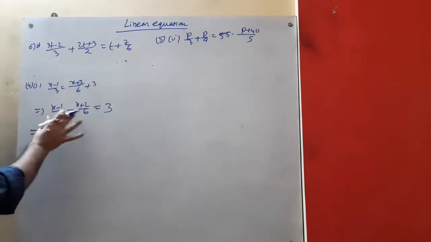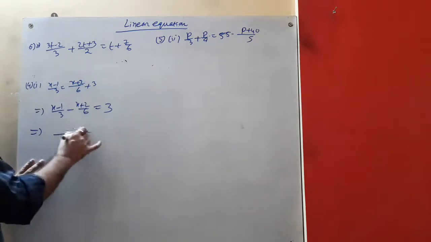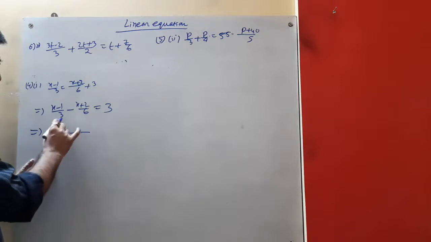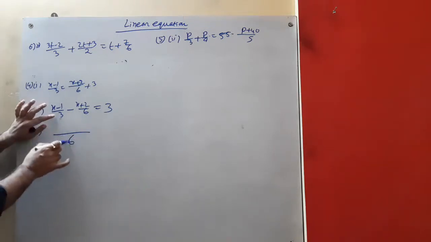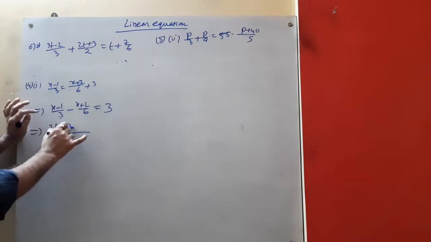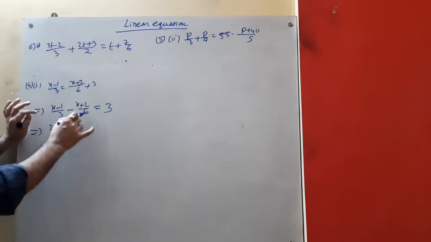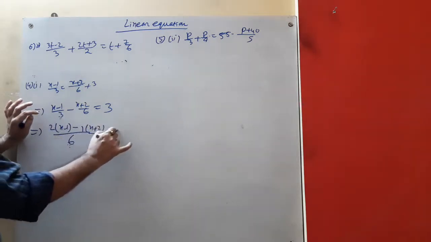Now this is a fraction. Subtraction of two fractions means we have to go for LCM. LCM of 3 and 6 is 6. Now divide 6 by 3, we get 2, into this one, right? Minus this one, 6 divided by 6 is 1, into x plus 2, that is equal to 3.